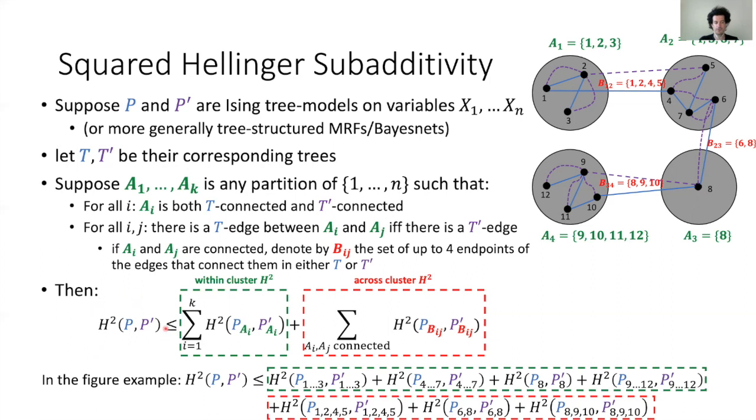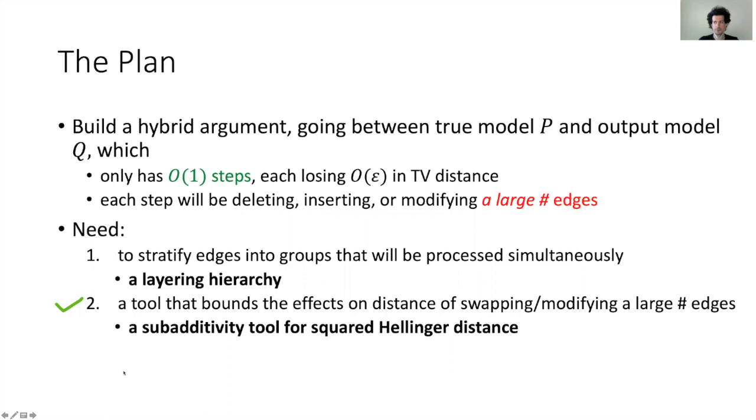The importance of this theorem is that on the left-hand side, we are comparing two high-dimensional distributions. And on the right-hand side, we're comparing a sum of marginals of those distributions on a hopefully smaller number of variables. Next, we provide our layering tool.